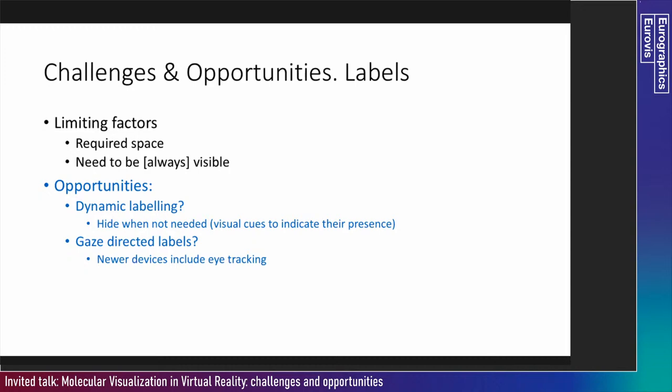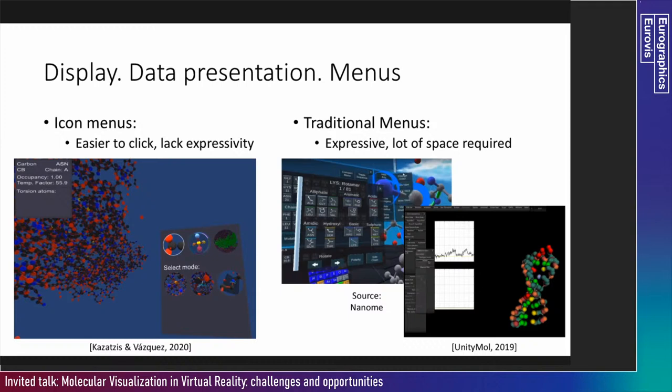Regarding menus, we have seen very well-known strategies that are used on desktop, also in virtual reality. For instance, icon menus, like this example on the left, where the icons represent the action. The problem of icon menus is that they have less expressivity, because the user needs to be trained in order to understand what the icon means. And we have to carefully design those icons.